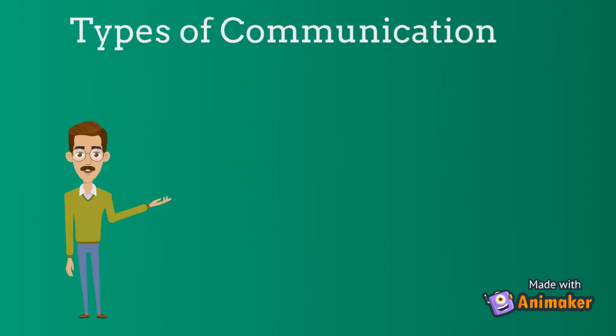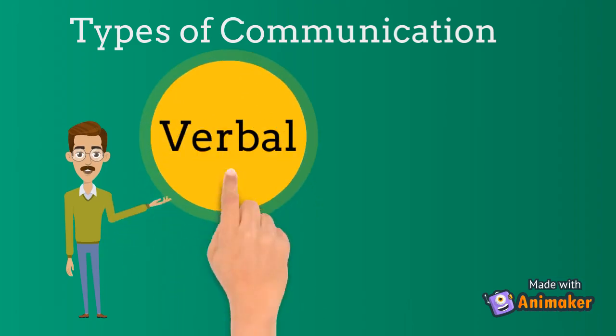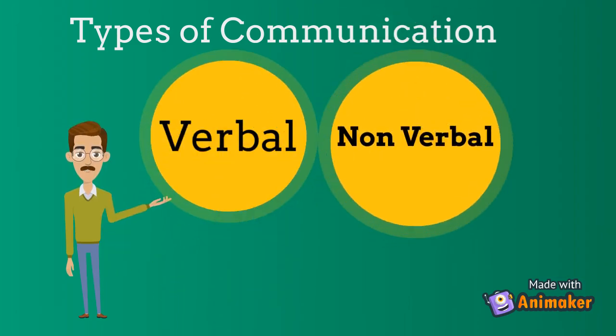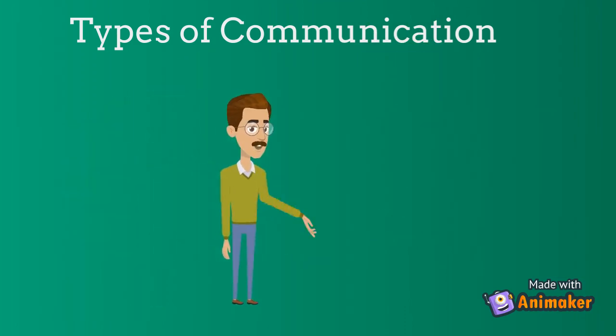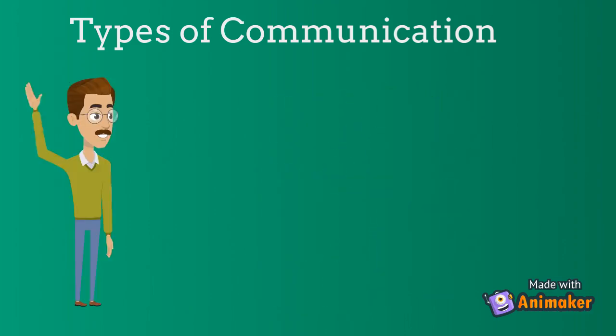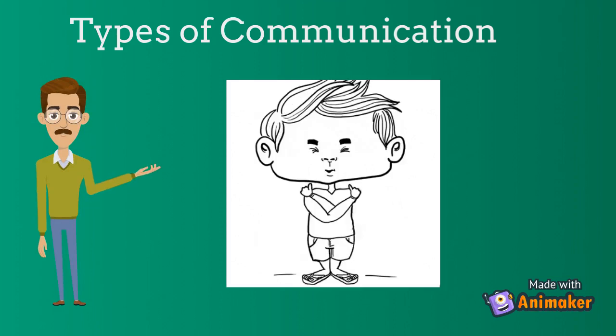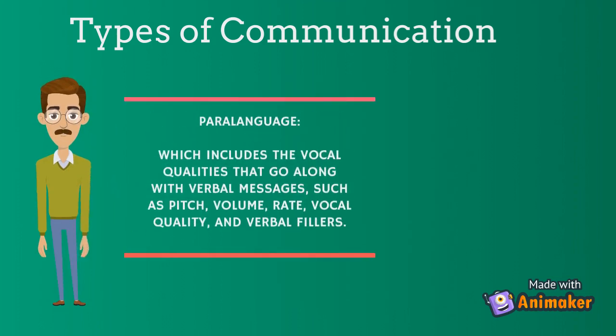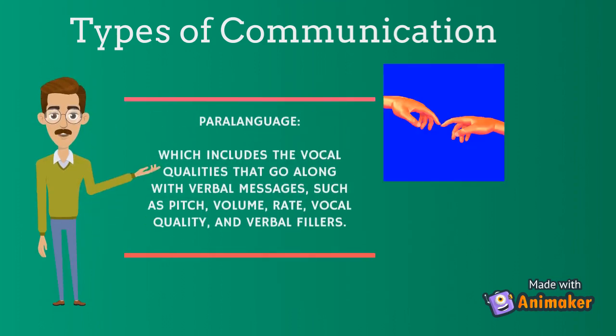Types of communication. There are two ways we communicate: verbal and non-verbal. What is verbal and non-verbal communication? Verbal is communication like speaking or singing. And non-verbal are body language, sign language, paralanguage, touch, eye contact.